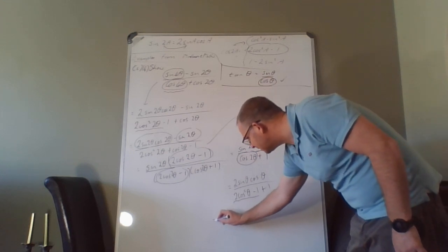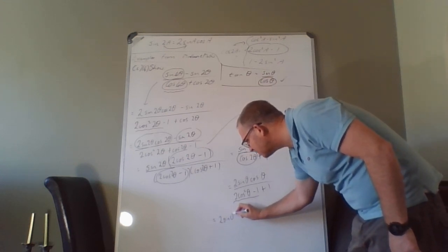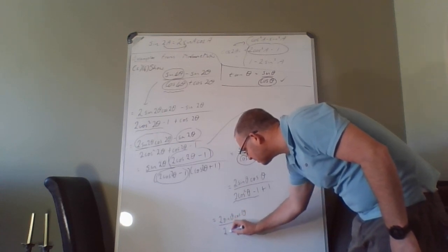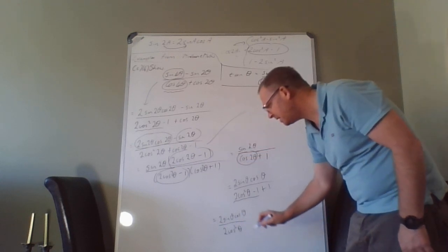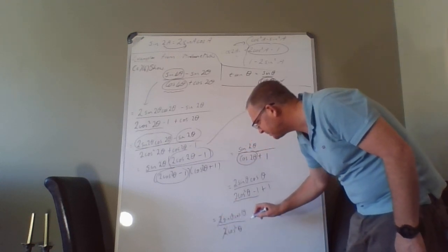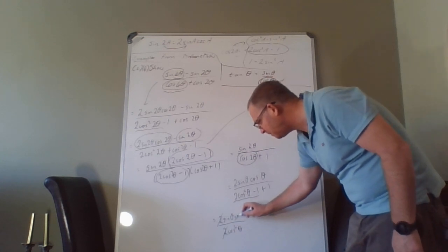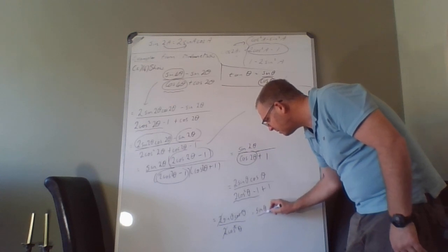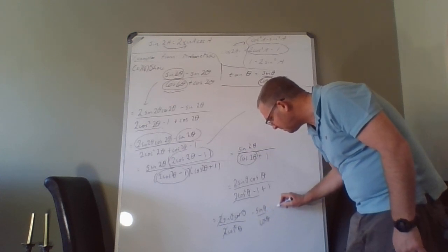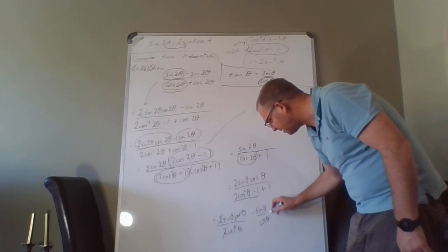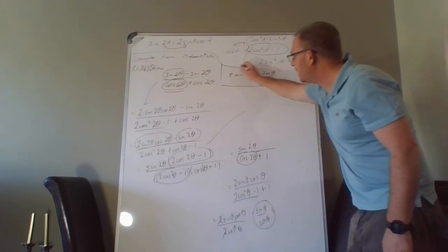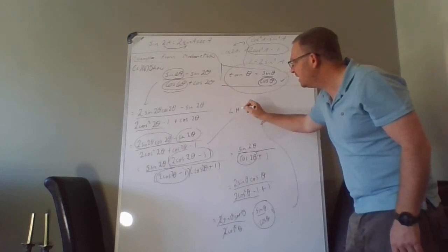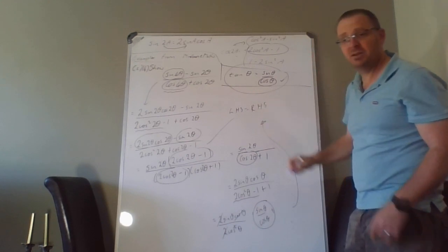Why is that lucky? Because now I end up with 2 sine theta cos theta over 2 cos squared theta. And now it's fantastic. The 2's cancel. A cos theta at the top cancels one of the cos thetas at the bottom. So I'm left with sine theta over cos theta, which is my right hand side. So I've got the left hand side equal to sine theta over cos theta, and the right hand side equal to sine theta over cos theta. So I can conclude by saying, therefore, left hand side is equal to right hand side.